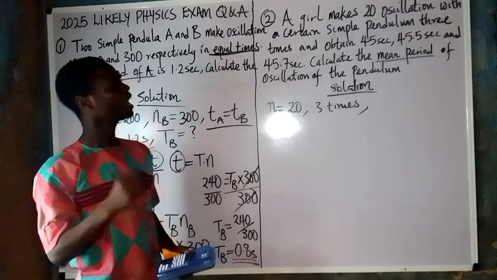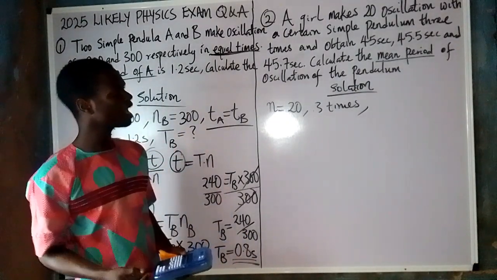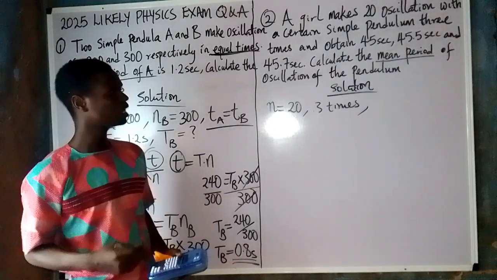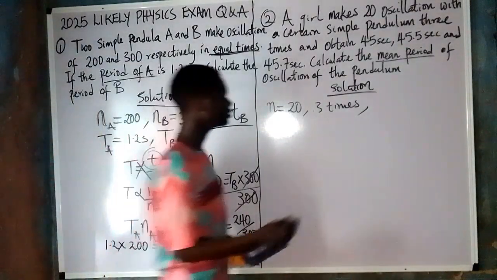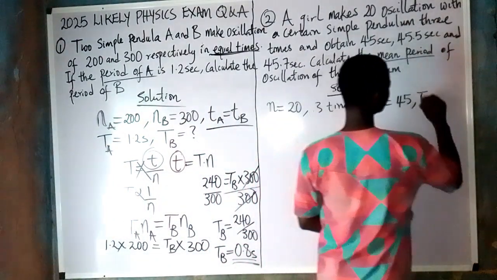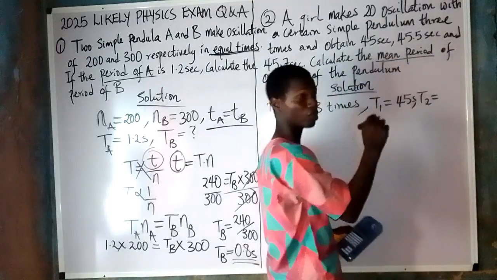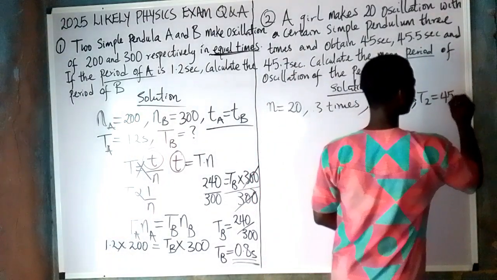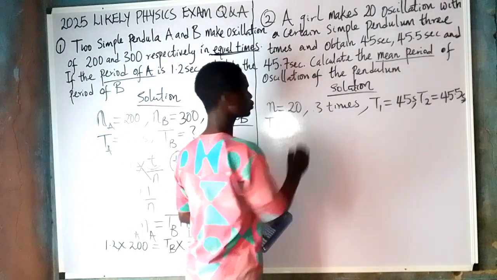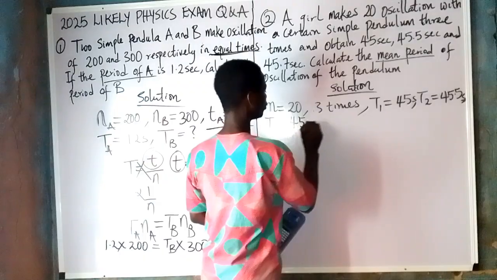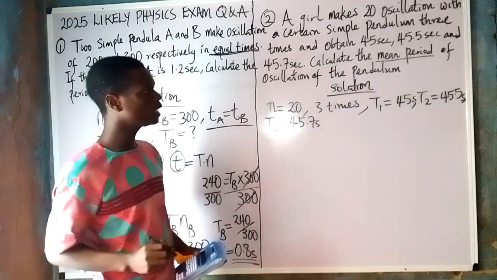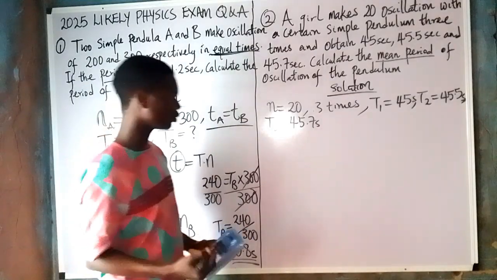Then they said she obtained 45.5 and 45.7 seconds as the different periods. So let's put it this way. T1 is equal to 45. T2 is equal to 45.5 seconds; let me add seconds because it was given in seconds. Then T3 is equal to 45.7 seconds. Now what is the question? Calculate the mean period.